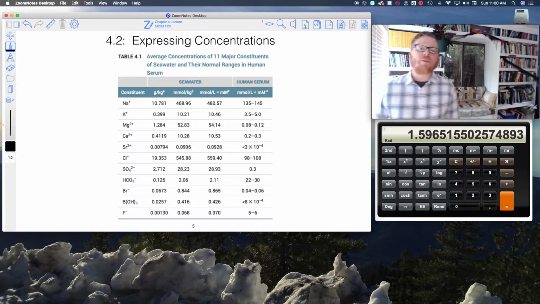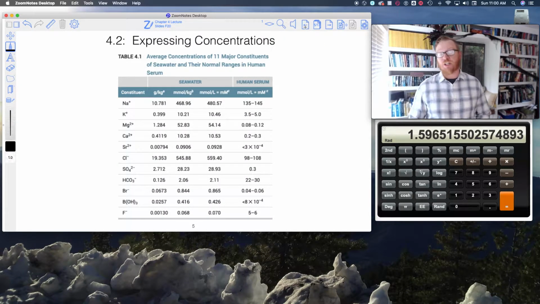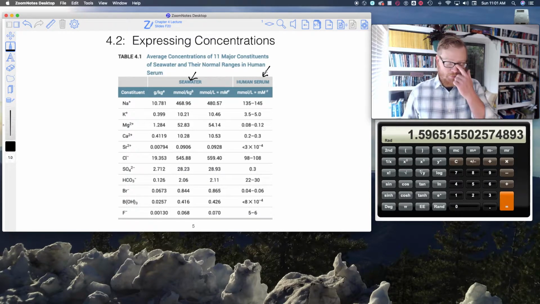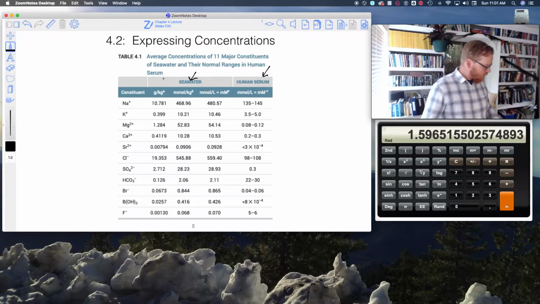So there's more than one way to express concentration. Molarity is preferred in chemistry. But here are some examples of some components in seawater as well as human serum. So in other words, like blood, you know what I mean? And notice it's expressed in grams of solute per kilogram of solution, or kilogram of solvent rather.